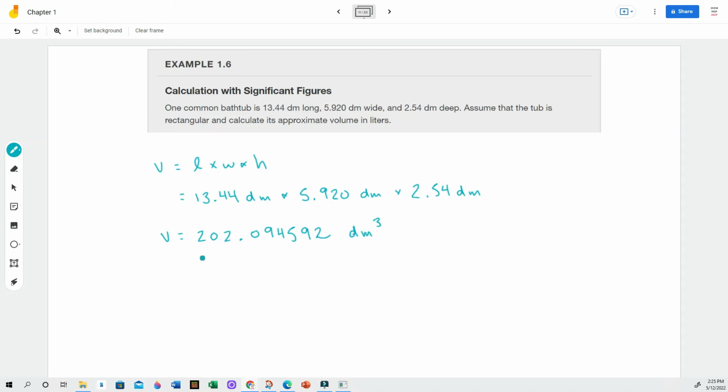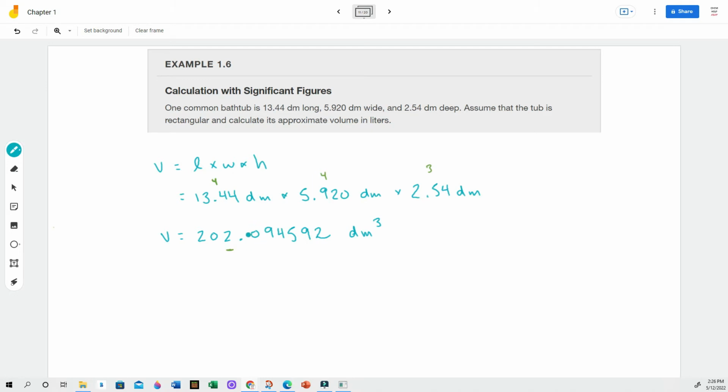So let's determine sig figs. Multiplication, division. I am looking at total number of sig figs. So I have 4 sig figs in my first number. I'm just going to write a little 4 above here so I can keep track. I have 1, 2, 3. I also have 4 sig figs here, and I have 3 sig figs here. So I'm going to be limited by this last number here. It only has 3 sig figs, which means my answer should have 3 sig figs. So I need to round to this ones place right here.